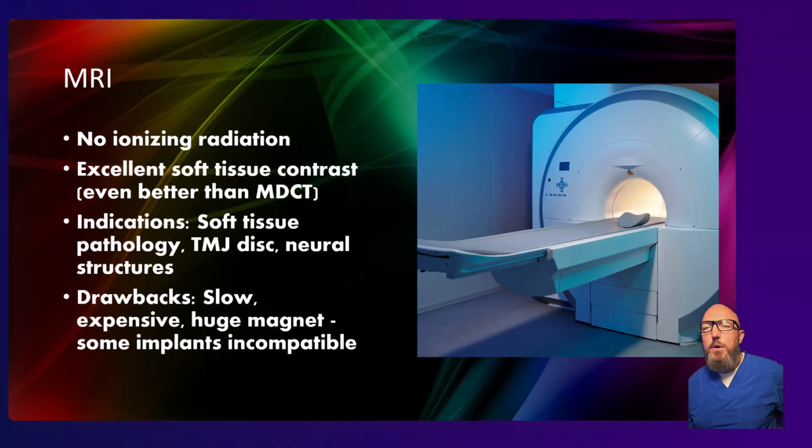The trade-offs, though, are it's slow, it's expensive. Some patients with certain metal implants can't have MRI. Remember, it's a huge magnet. Even though it doesn't have ionizing radiation, this huge magnet can be problematic, and certain safety measures are needed to ensure that patients aren't injured.